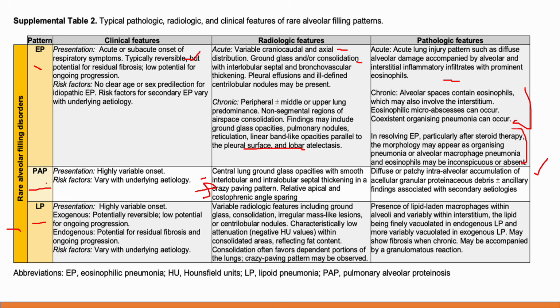In lipoid pneumonia, the presentation is usually variable and it's potentially reversible in the exogenous phase, and you may see variable findings. You may see ground glass, you may see mass like lesions, you may see centrilobular nodules, you may also see crazy paving kind of a pattern in lipoid pneumonia. But here, the histopathology clinches the diagnosis with lipid laden macrophages in the alveoli and the interstitium, and the lipid is vacuolated in endogenous LP and more variably vacuolated in exogenous LP.